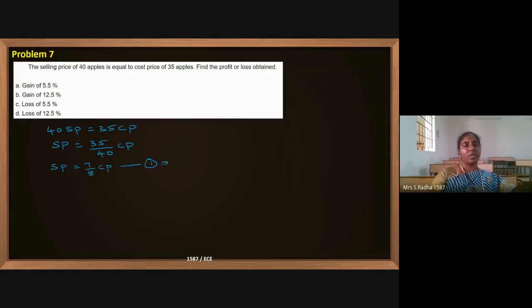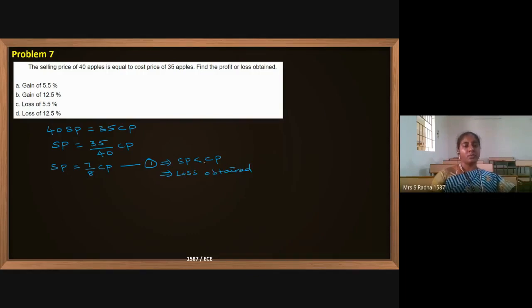From here, what you can conclude is selling price is less than cost price, because the right side, 7 by 8, is a value less than 1. So selling price is less than cost price. From this, you can decide that loss is happening. Gain or loss, we have to decide like this.